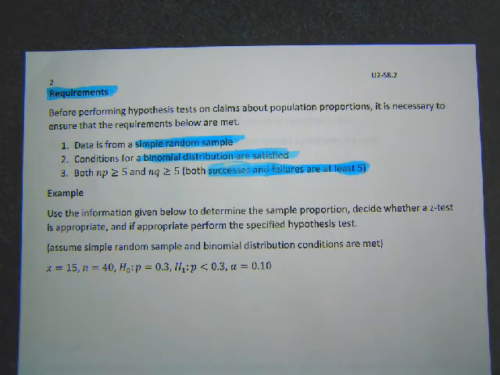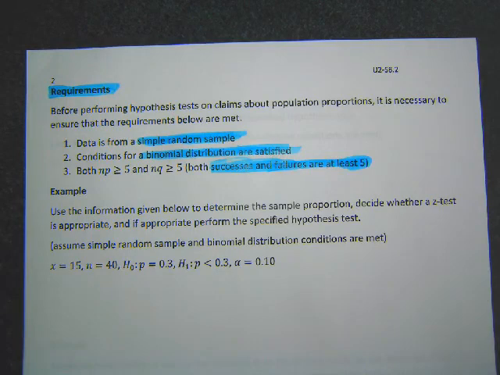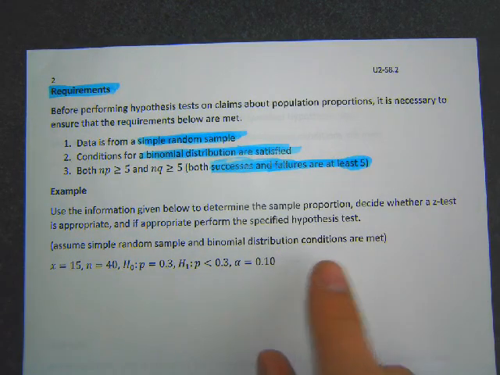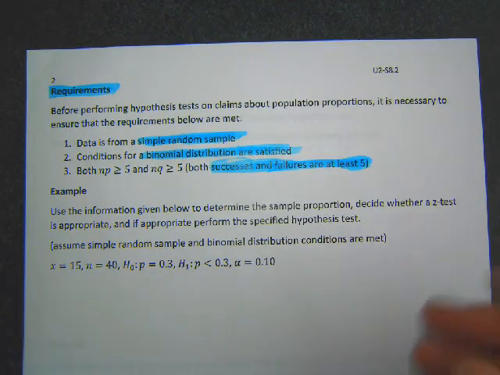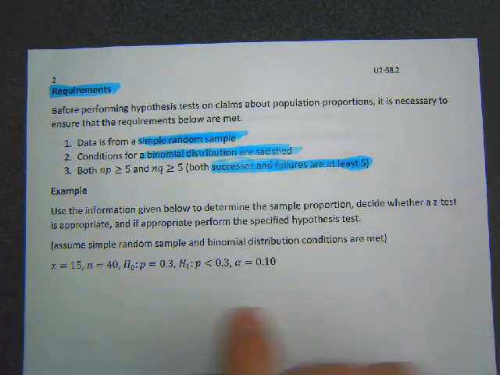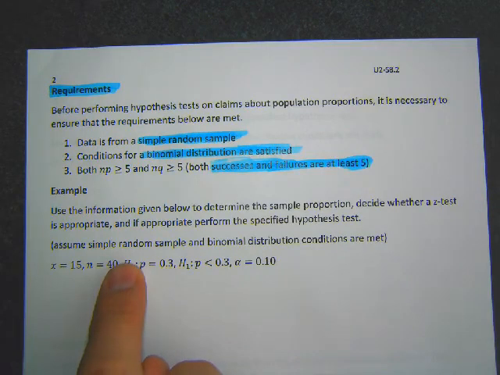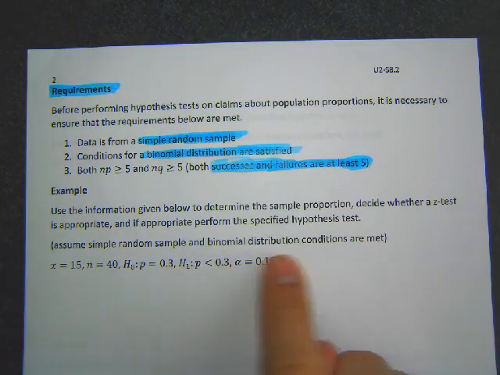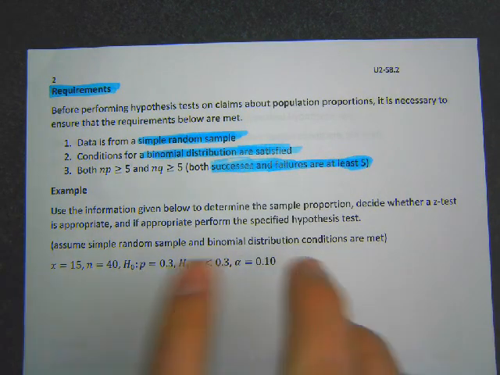Okay, so let's try one. Let's do an example. So we have information down here. Use the given information to determine whether the z-test is appropriate, and then if it's appropriate, do your hypothesis test. So first off, they tell us it is a simple random sample. The binomial distribution conditions are met, so those things are good.